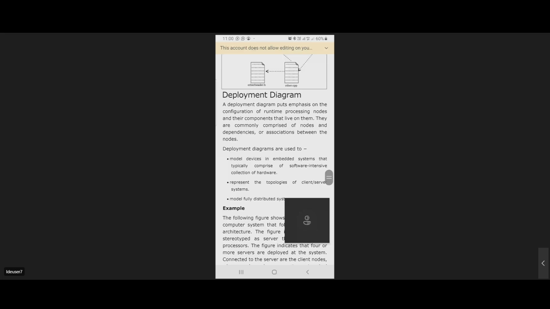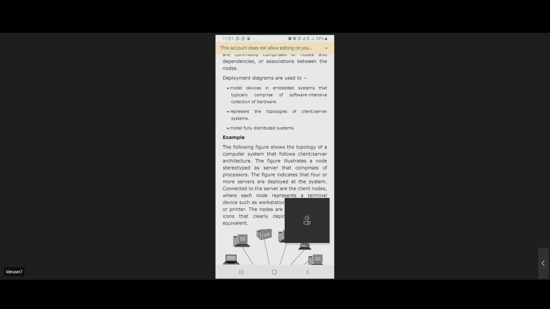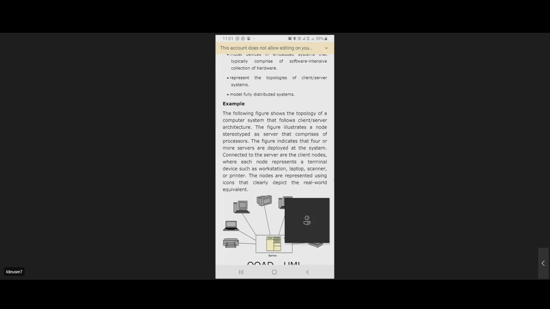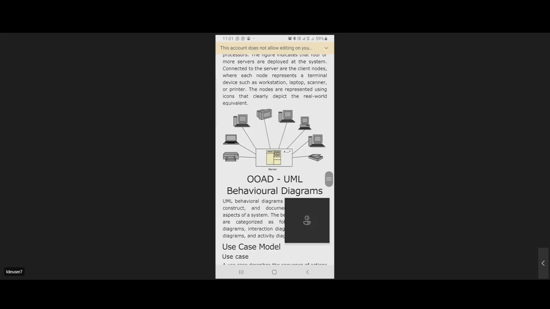So what are these diagrams used for? They are used to model devices in embedded systems, which typically comprise a software-intensive collection of hardware, representing the topologies of client or server systems and fully distributed systems. This is an example: the following figure shows the topology of a computer system that follows the client and server architecture.